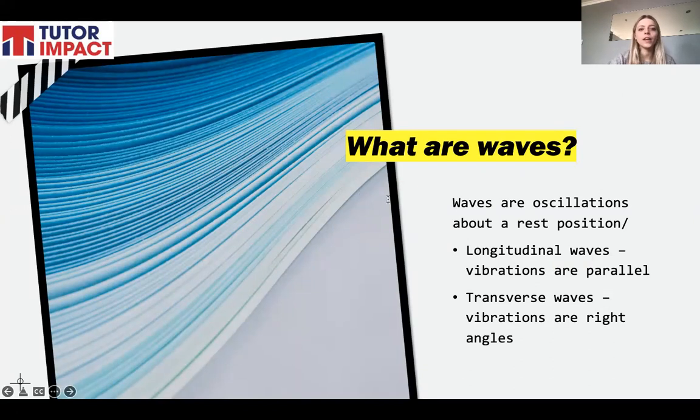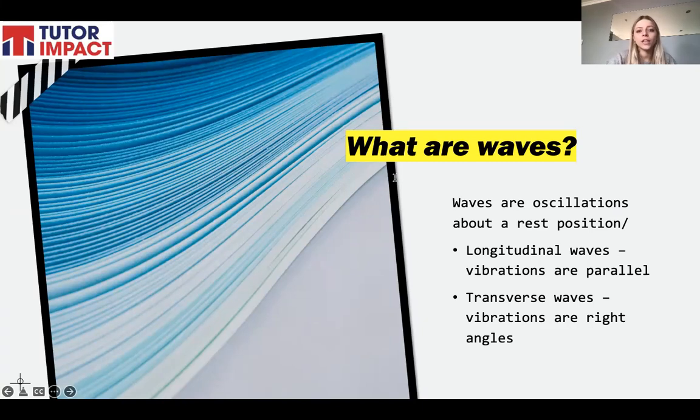An example of this is where sound waves cause air particles to vibrate back and forth. And you can see here that we're having that vibration around a rest point. Another example is ripples causing water particles to vibrate up and down.